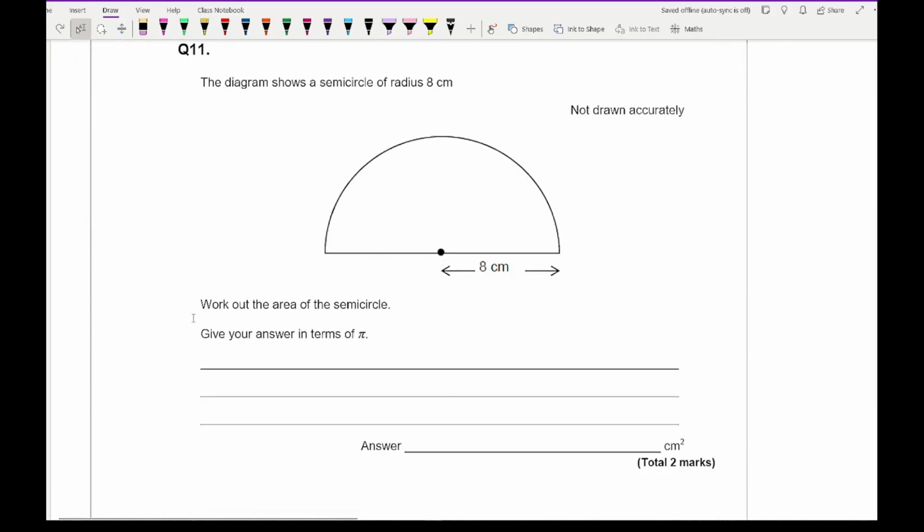Now moving on to question 11, it says that the diagram shows a semicircle with a radius of 8. Work out the area of the semicircle. Give your answer in terms of pi. So here, if it was a full circle, it would be pi r squared. But as it's a semicircle, we divide it by 2. So all I'm going to do is use this formula. So I've got pi times 8 squared divided by 2. So that's pi times 64 over 2, which is 32 pi. And there is my final answer.